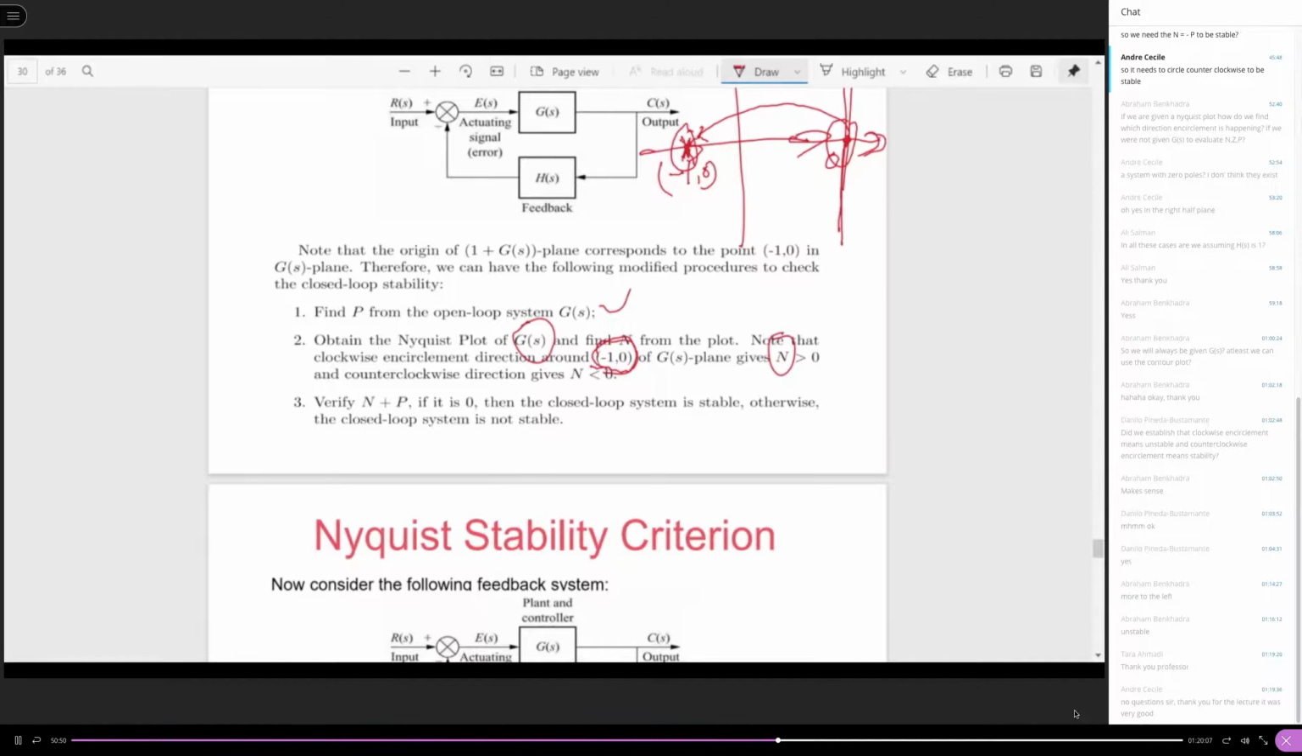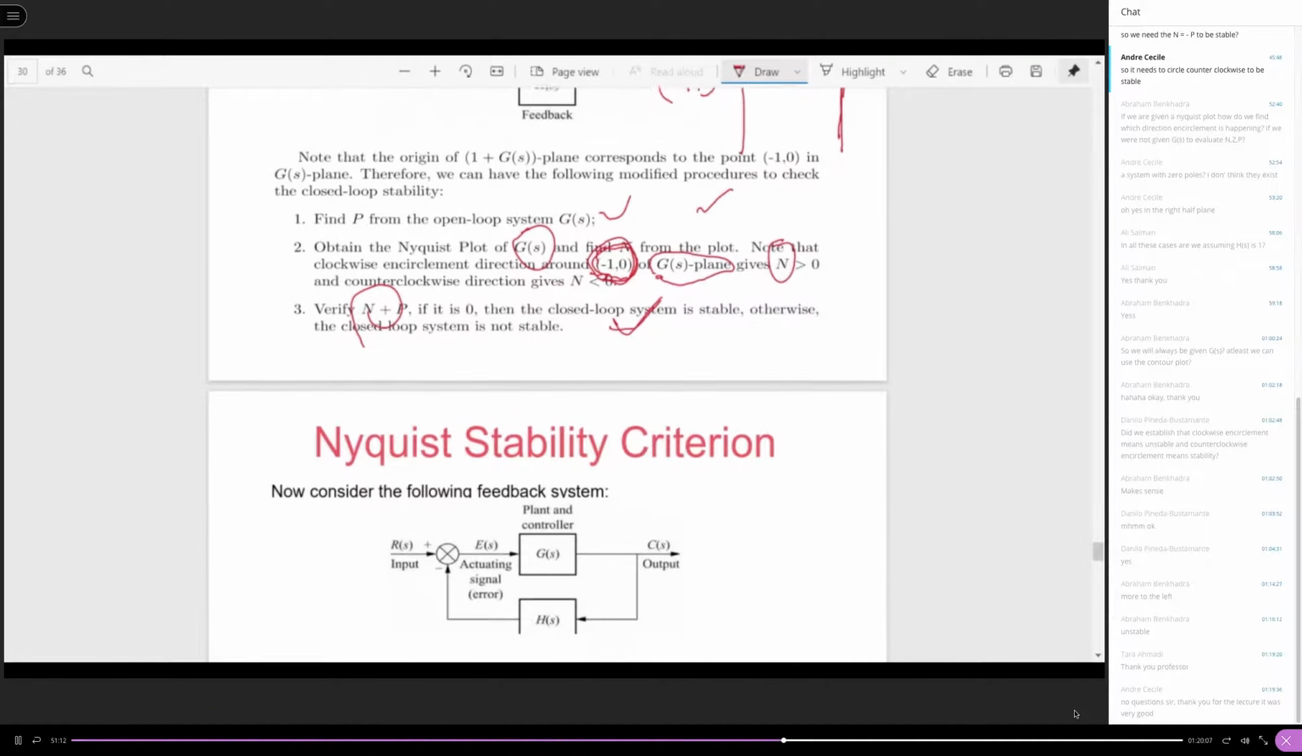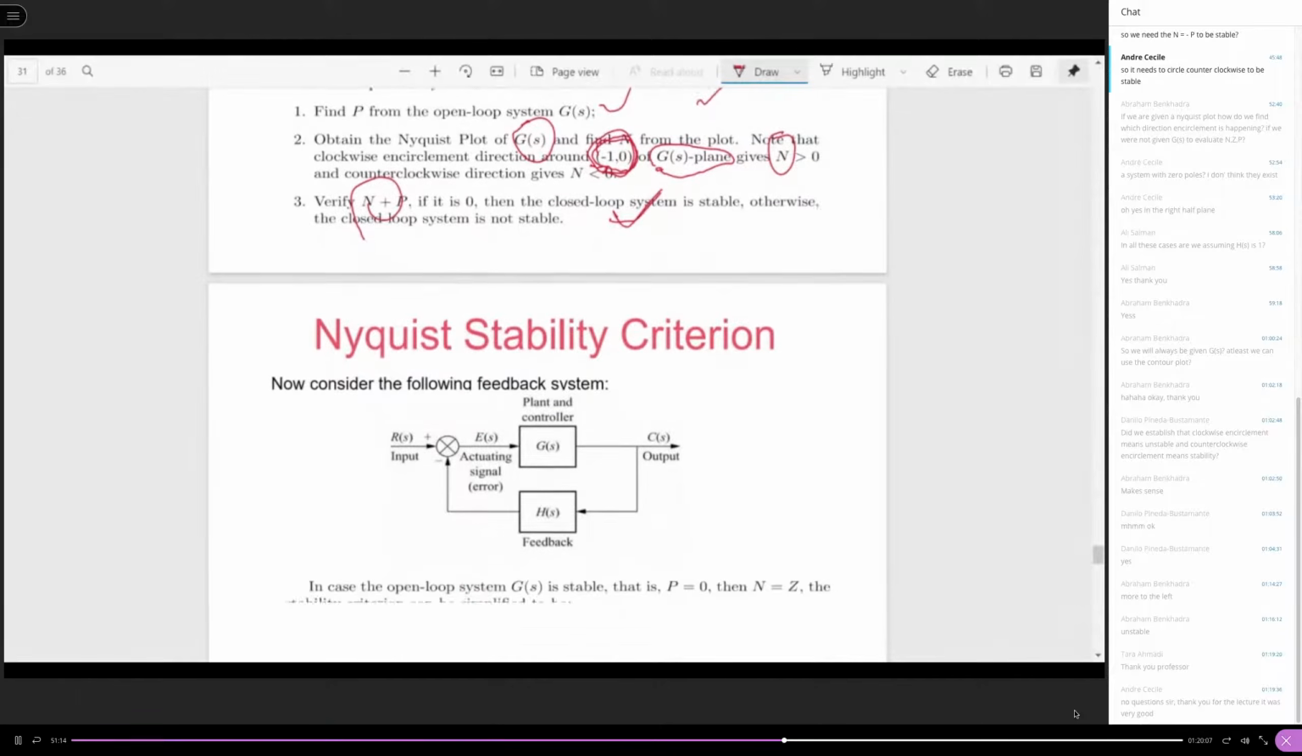Again, it could be positive, it could be negative. And then check if N plus P. So you see, everything stays, except that the encirclement is going to be evaluated around the -1, 0 point. And then you play only in the G of S plane, not the 1 plus G of S plane. Okay? So this migration is going to be very easy.